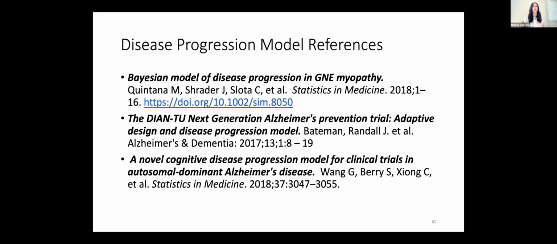And I'll leave you with just a couple of references. The top is this disease progression model itself, explained in Statistics in Medicine. And then I put 2 more on here, where we used a similar type of model in dominantly inherited Alzheimer's, a rare genetic version of Alzheimer's, and those describe that method as well.